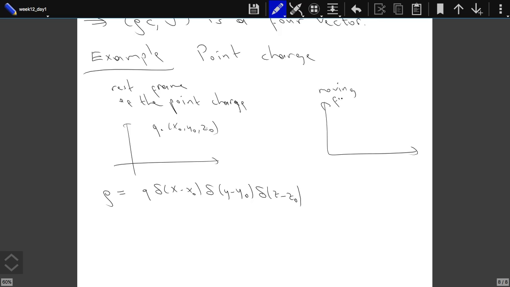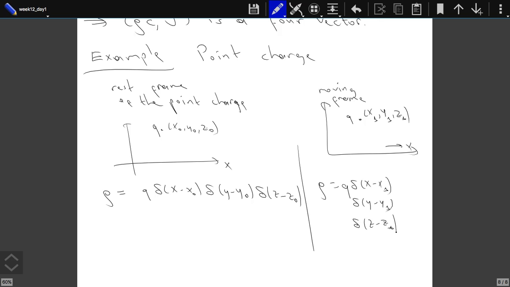Let's look at it from the moving frame. It's moving in the x direction. The charge q is at x1, y1, z1, and rho is still q times Dirac delta of x minus x1, y minus y1, z minus z1. You see, it's exactly the same q. The total charge is still q.